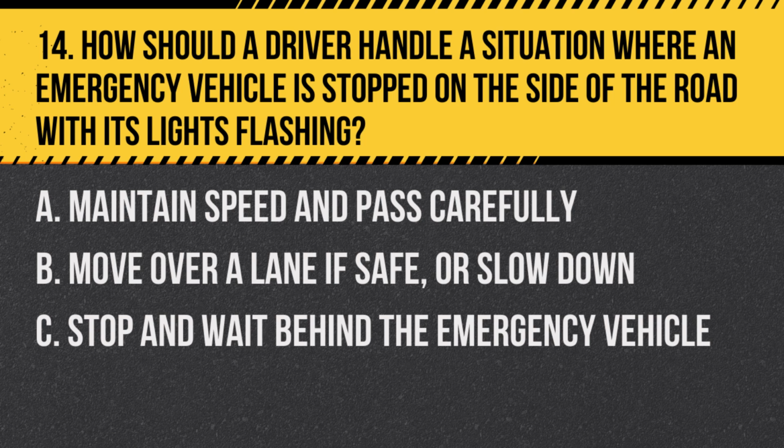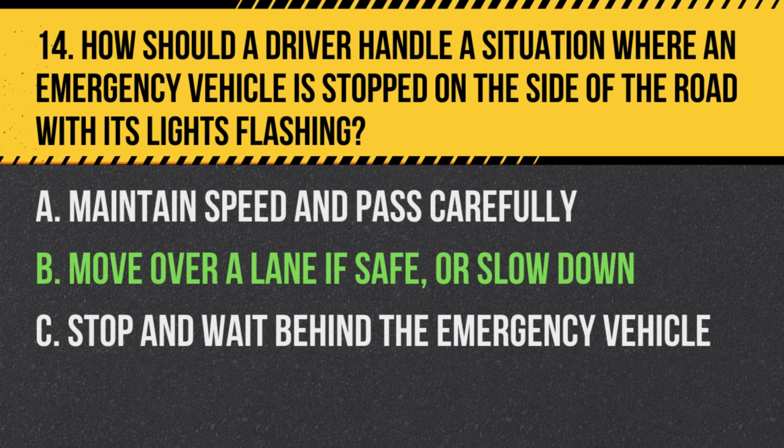Question 14. How should a driver handle a situation where an emergency vehicle is stopped on the side of the road with its lights flashing? A. Maintain speed and pass carefully. B. Move over a lane if safe or slow down. C. Stop and wait behind the emergency vehicle. Answer. B. Move over a lane if safe or slow down.